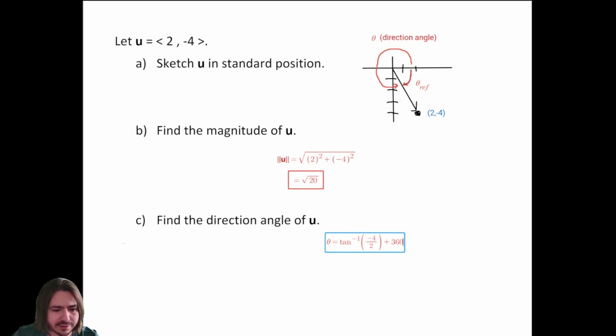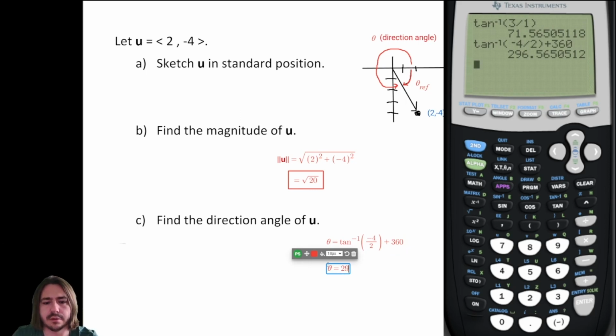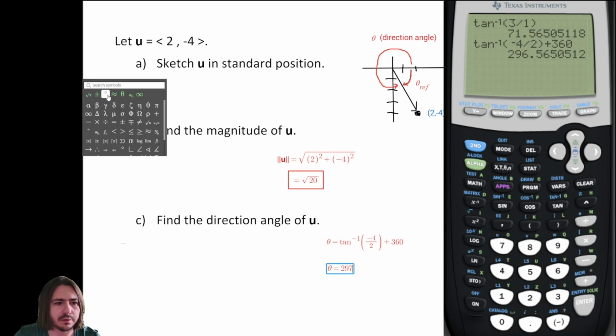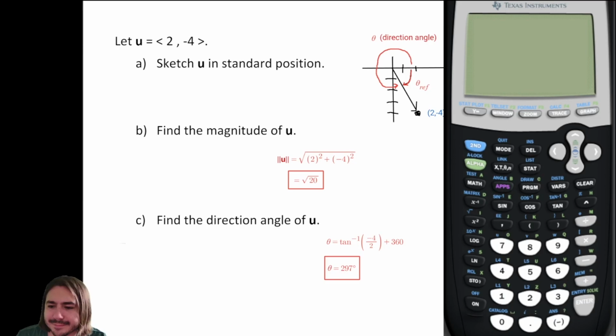So now it's calculator time. Okay, let's pull out the calculator. I've got the inverse tangent of negative 4 over 2. And then I'm going to add 360 to it. So I get about 297 degrees. All right. So that's how you work this whole thing.